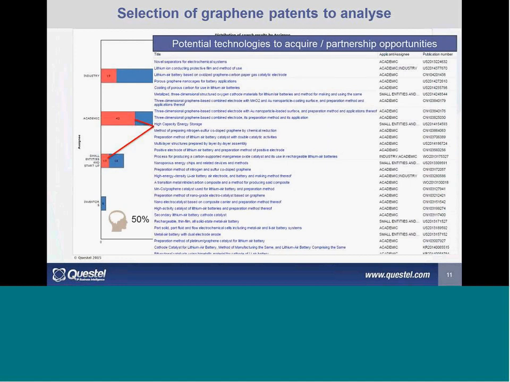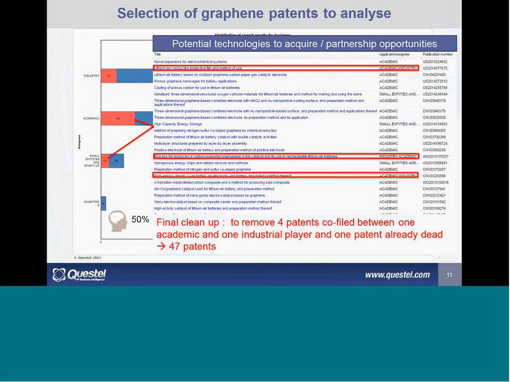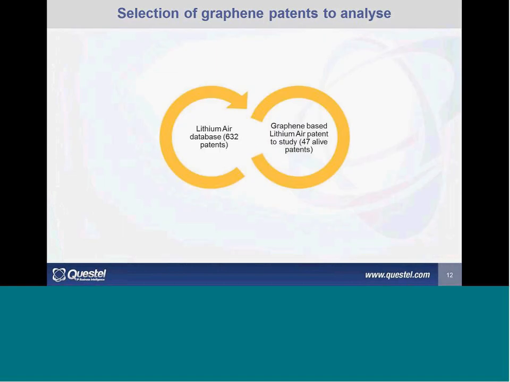The table you see now does not show the full list as it counts 52 patents. The second category of these patents represents patents from academia and small entities. When we look at them, we can make a final cleanup. We see that 4 patents are filed between a university and an industrial player, and 1 patent is already dead, so we remove these.